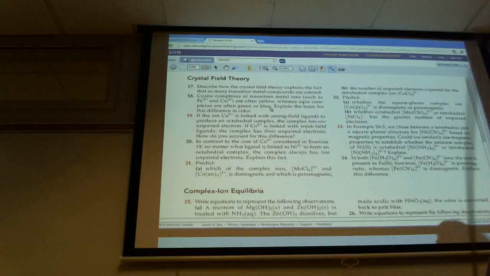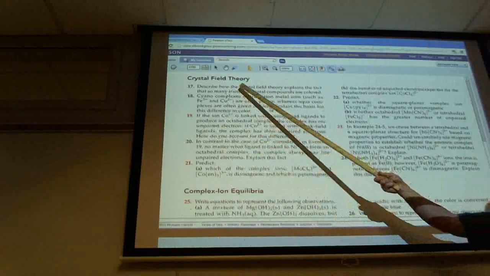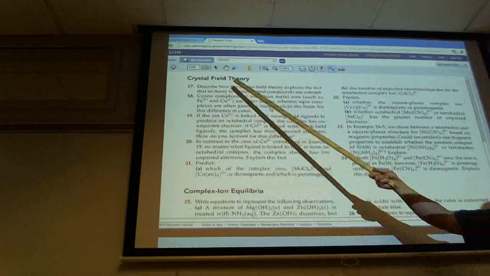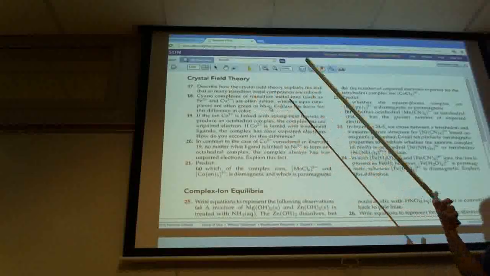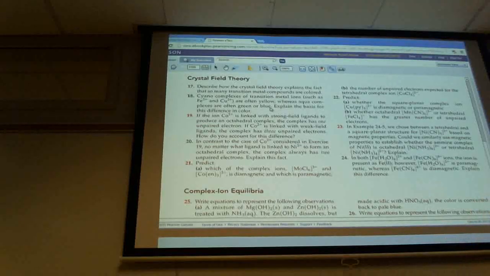Well, let me just verbally say that it seems like you focused on the previous chapter. Crystal field, as ligands come in, splits the d orbitals into 2 or more energy levels. And the splitting between those is in the visible region of the spectrum. So when you promote an electron from the lower energy d orbitals to the higher energy d orbitals, you absorb visible light, resulting in color.